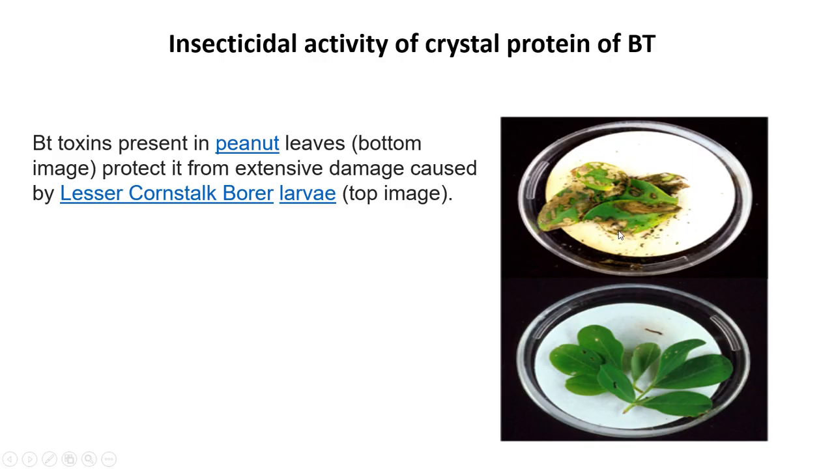This is just an example of how it works. You can see in this figure, the bottom one has BT toxin present in the peanuts, protected from the extensive damage caused by cornstalk borer larvae. You can see in this plate, larvae have damaged these leaves quite a lot. You can see extensive damage. Here BT toxin is sprayed on these leaves, and you can see the dead larvae, and damage is very little. This is just to show how BT toxin works, how it protects the plant from insect attack.